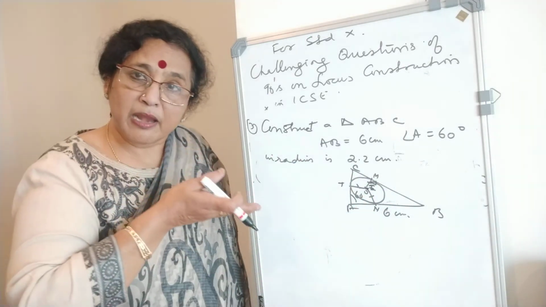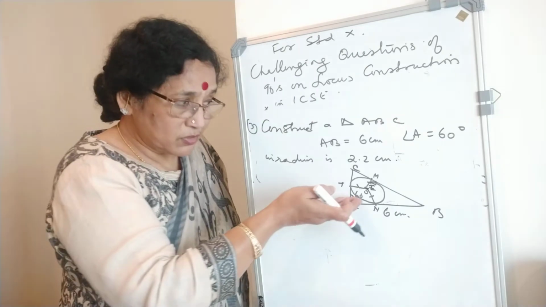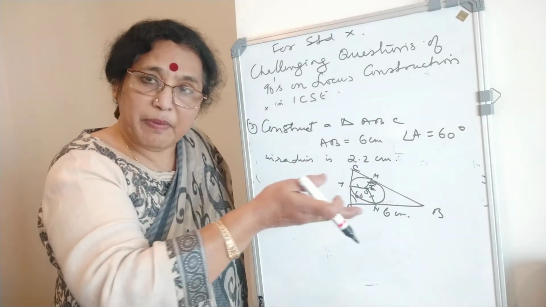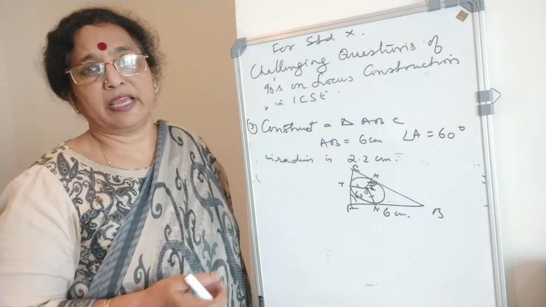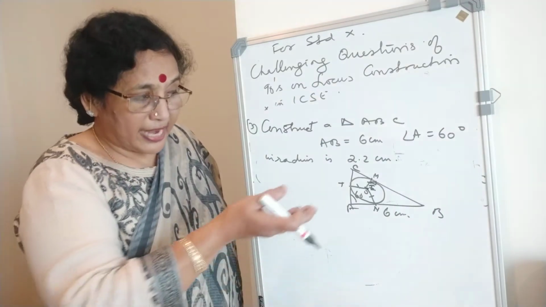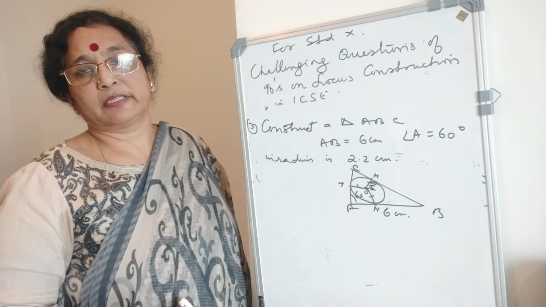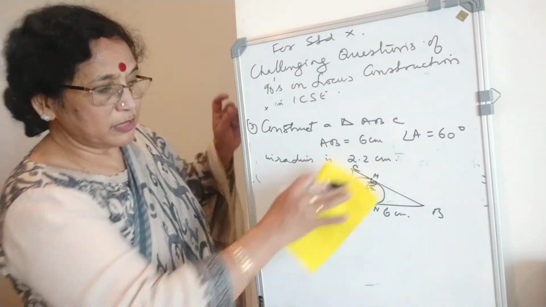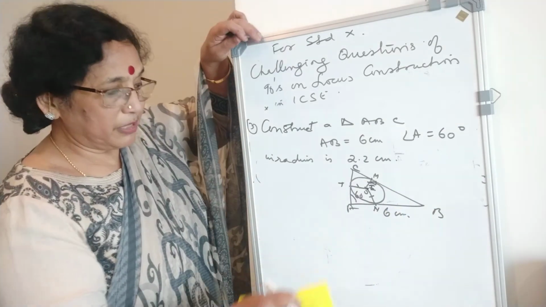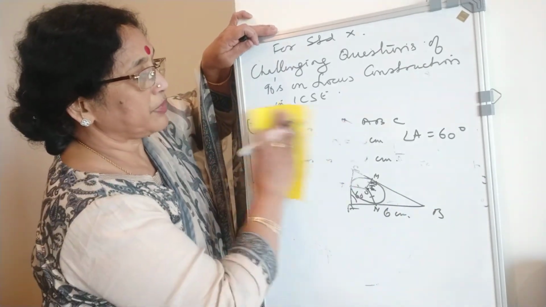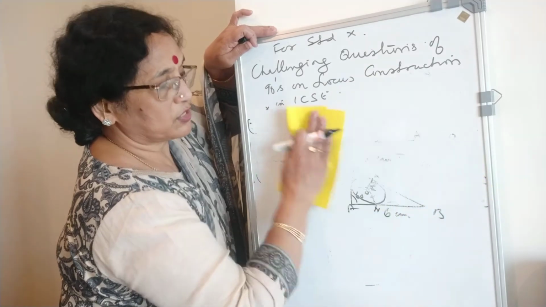It is a line parallel. The locus of this center is a line parallel to any of the sides of the triangle at a distance equal to the radius. So first, this is the picture of what I have to get. But the problem is, how do you do the sum? How do you do the construction?